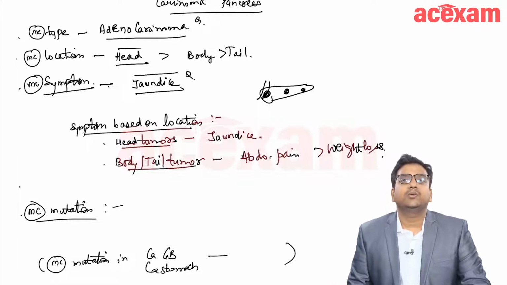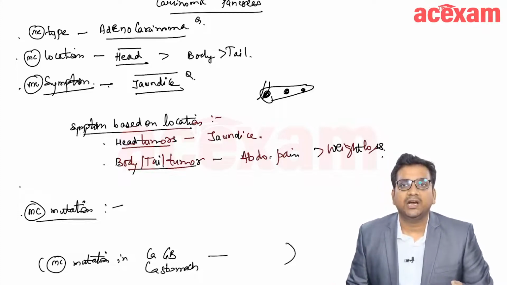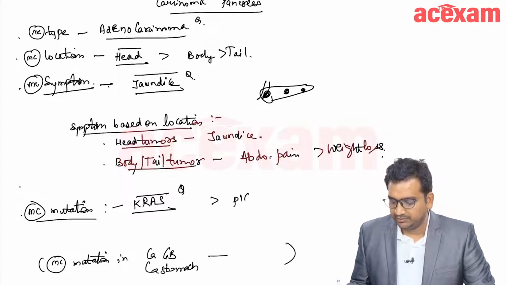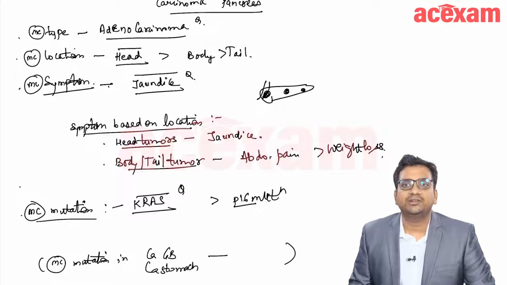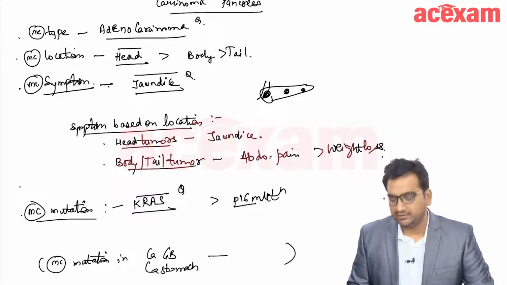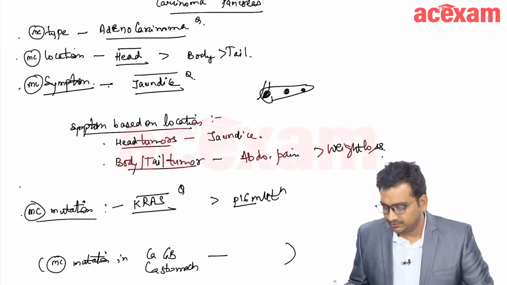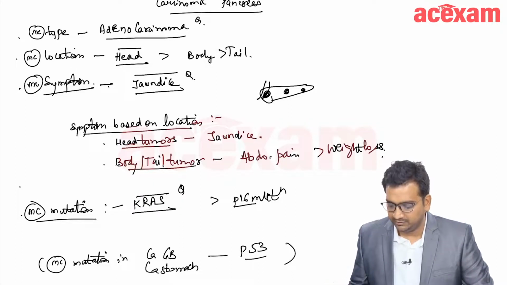The most common mutation in carcinoma pancreas is the KRAS mutation, followed by P16 mutation. This is very frequently asked. KRAS is the most common gene responsible for CA pancreas, and the most common mutation in carcinoma gallbladder and carcinoma stomach is P53.